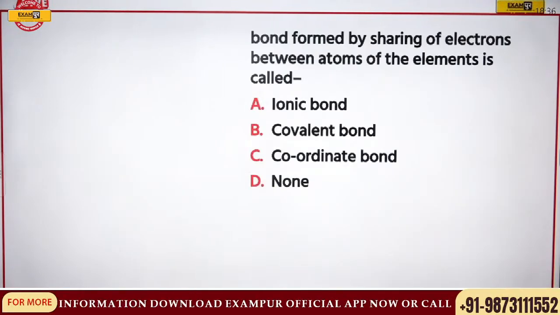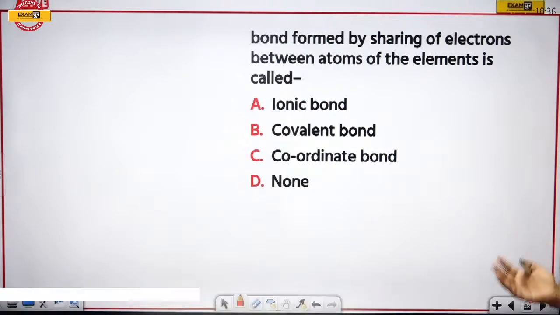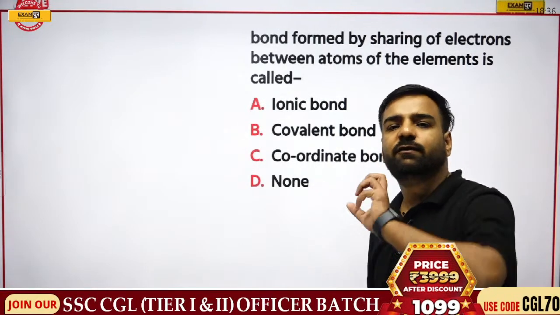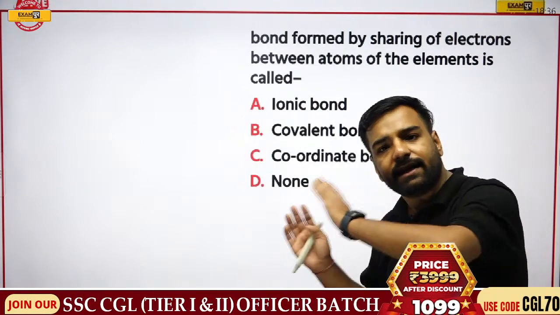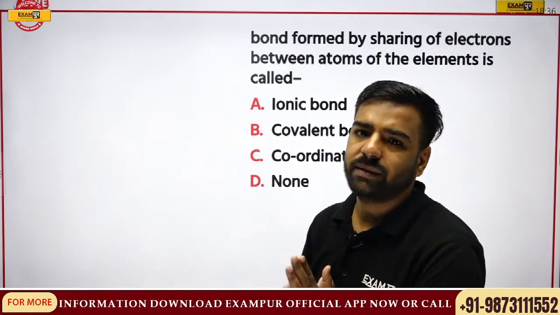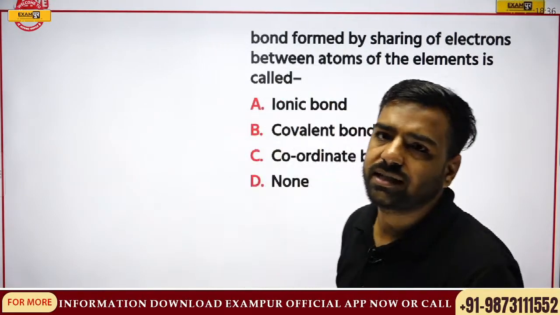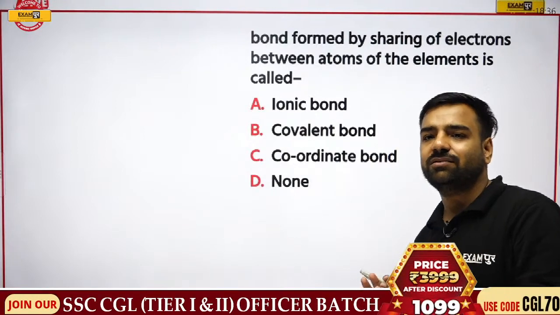The bond formed by sharing of electrons between the atoms of the element is called what? We have totally understood about this. So yes, we'll have two more questions regarding this covalent bond, and then we'll move forward with the coordinate bond. I'll be explaining this coordinate bond, but before that I want this answer. Very simple one, totally understood by everyone.